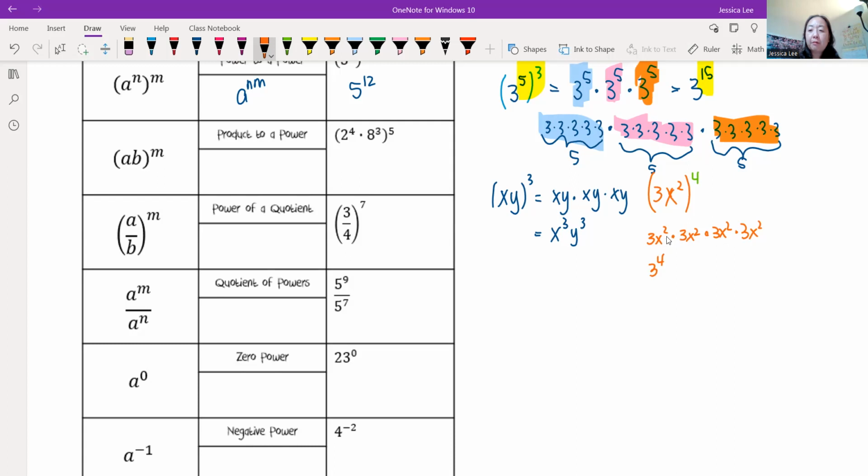So 3 times 3 is 9. And these 3 times 3, that's 9. So 9 times 9 is 81. All right. But for right now's sake, I'm just going to put that 3 to the fourth power. And how many x's do we have? We have 2 here. We have another, so 2, 4, 6, 8. That's going to be x to the 8th power.